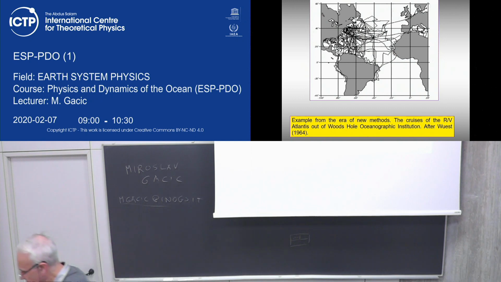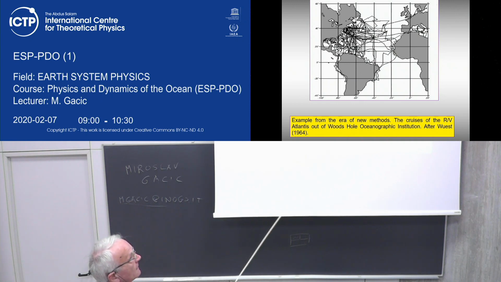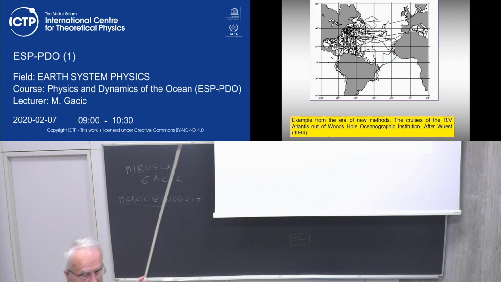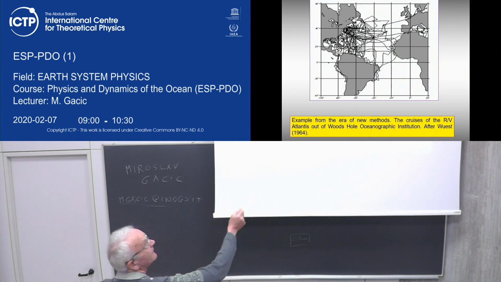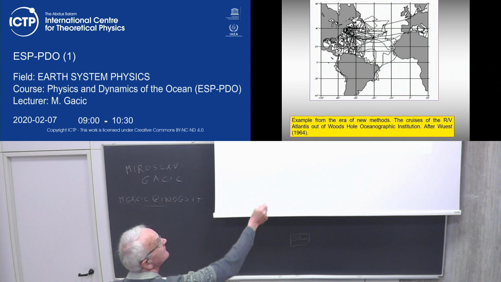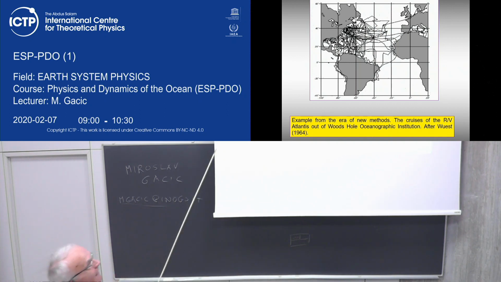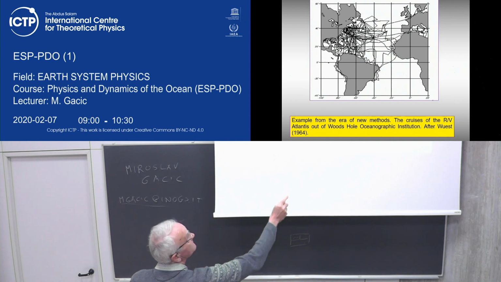Another example of in situ measurements is this one, done by the Woods Hole Oceanographic Institution with the research vessel Atlantis. You see the technical possibilities to do much more dense measurements within a shorter period of time. Obviously, Woods Hole is right here, so they were very much interested in this part. We'll see later why they are concentrated here, because we have here the Gulf Stream.